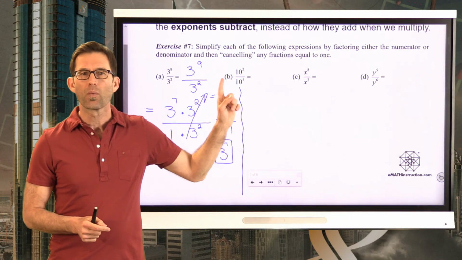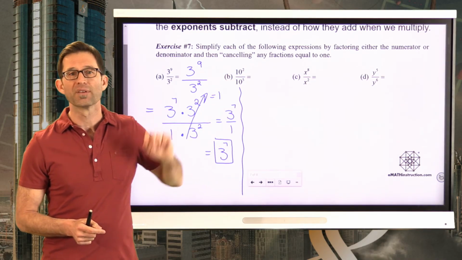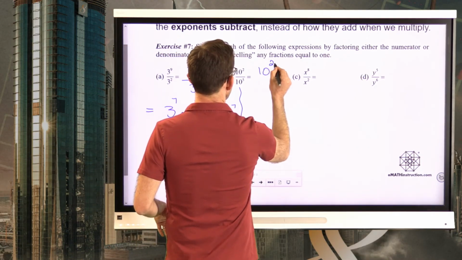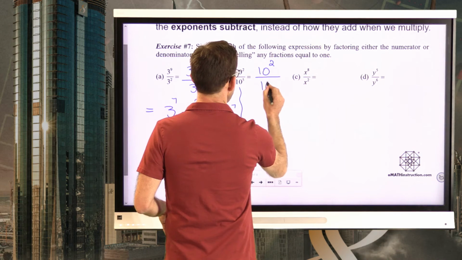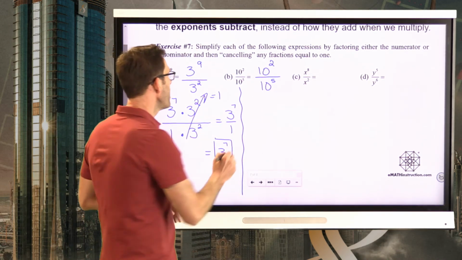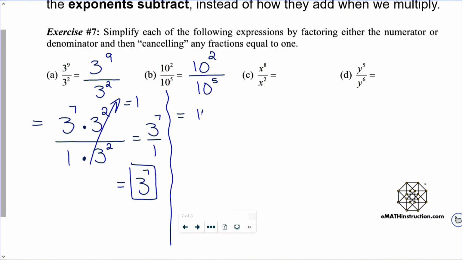But let's look at one where the higher power is in the denominator and the smaller power is in the numerator. So again, writing this a little bit bigger, I've got 10 to the 2nd divided by 10 to the 5th. The way that I want to simplify that is I want to think about in the numerator, I've got 10 to the 2nd, we'll do times 1. And then the denominator, I'll have 10 to the 2nd times 10 to the 3rd.